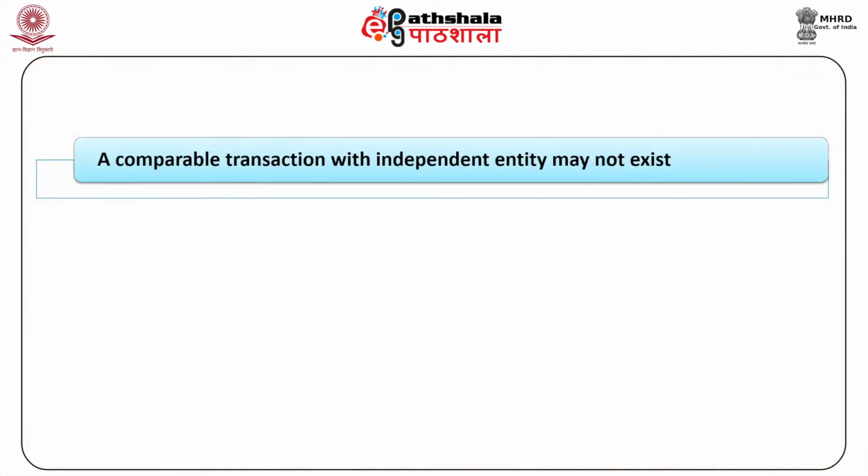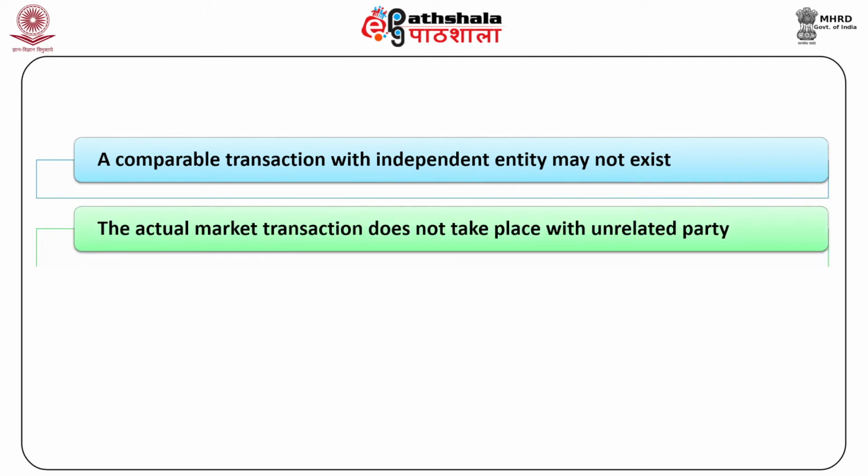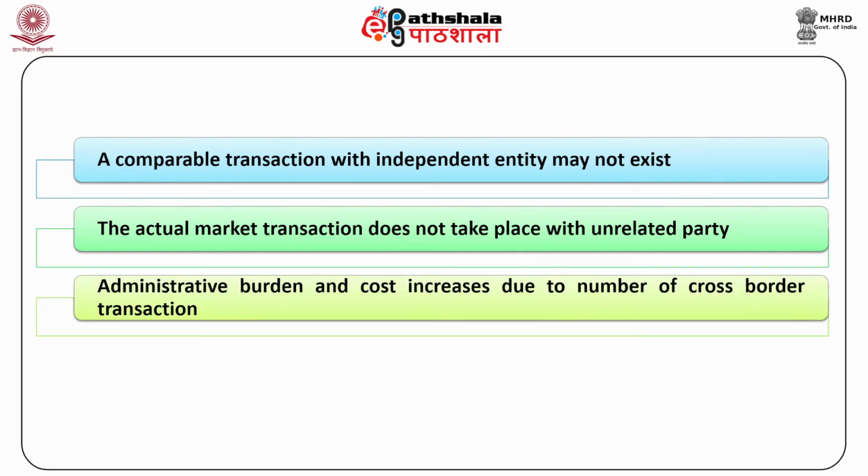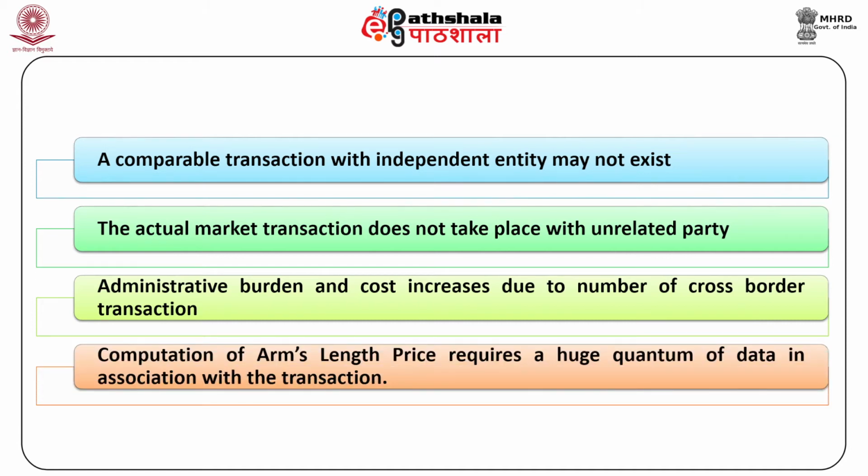First, a comparable transaction with an independent entity may not exist. The commercial and financial conditions governing transactions between related parties and unrelated parties tend to be different. Second, the actual market transaction does not take place with unrelated parties, so the analysis of such a transaction will help in calculating only the price range and not the exact price. Third, administrative burden and cost increase due to the number of cross-border transactions. Fourth, computation of arm's length price requires a huge quantum of data in association with the transaction.